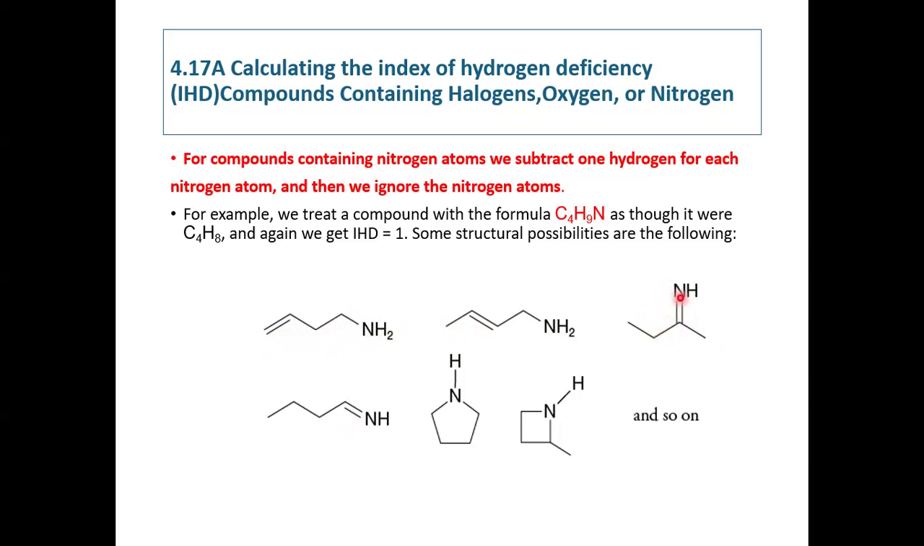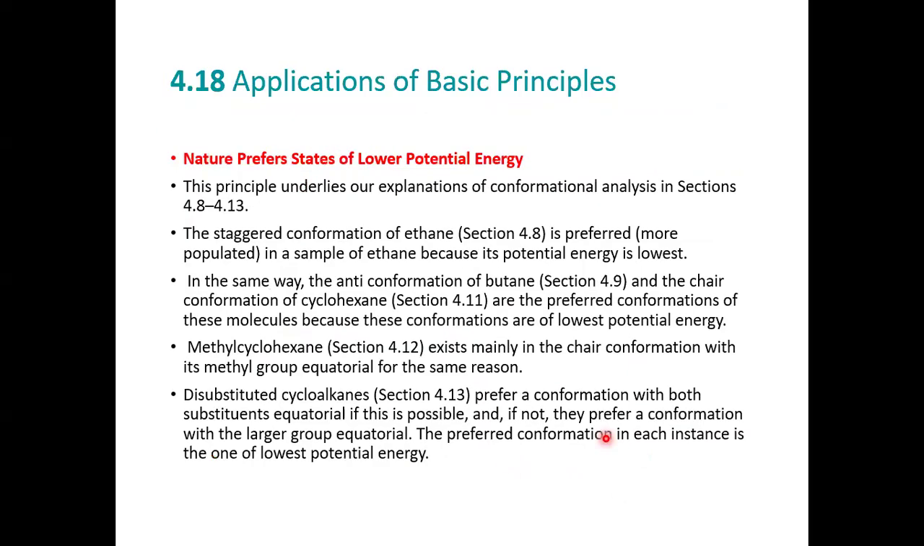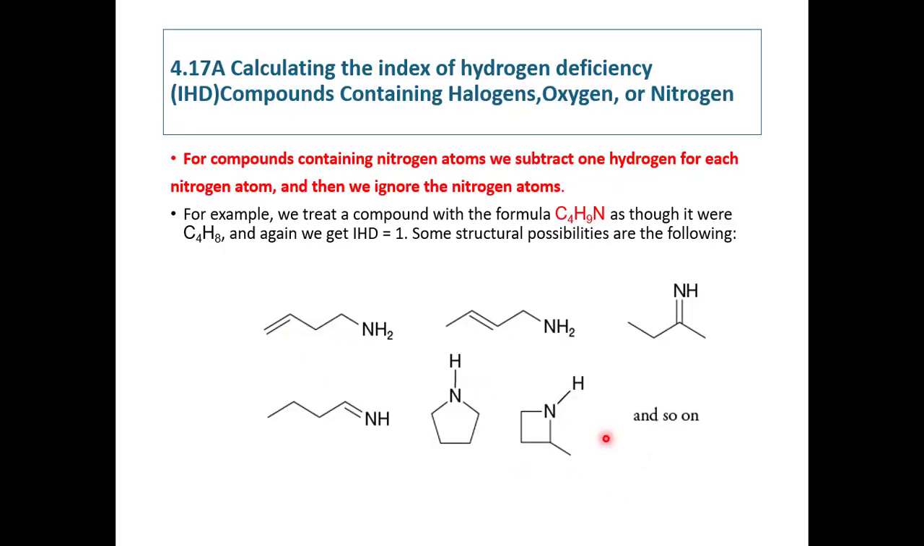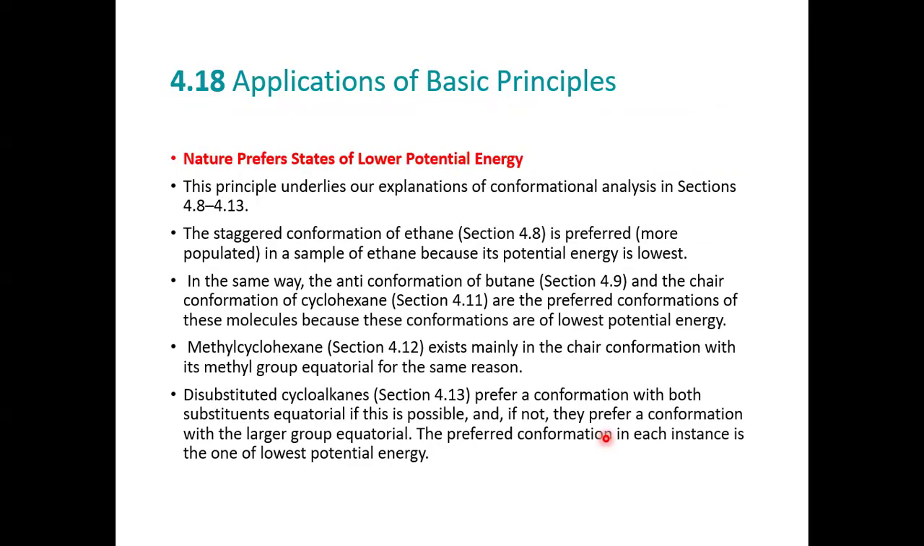Or you can have your NH here, and you can get the double bond here. You can have the double bond here. Or you can have the ring, a 5-membered ring. You can have a 4-membered ring, and so on. So knowing the index of hydrogen deficiency allows you to write and predict structures, as many as possible.